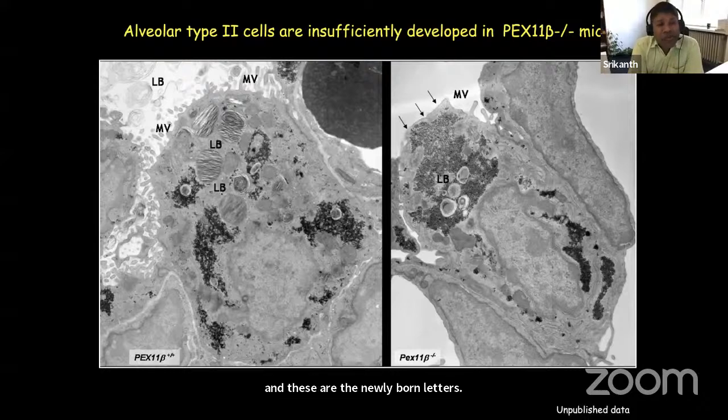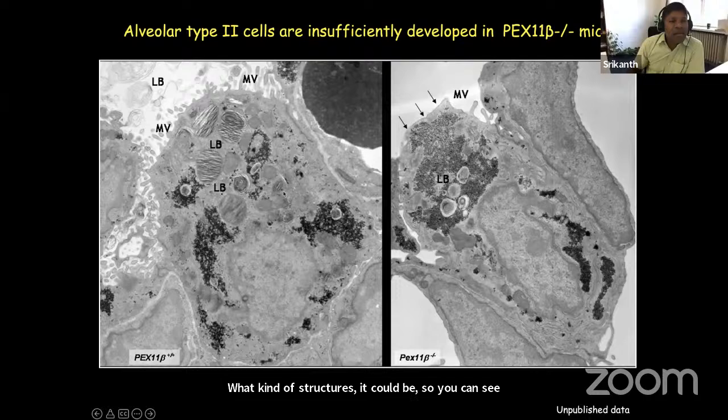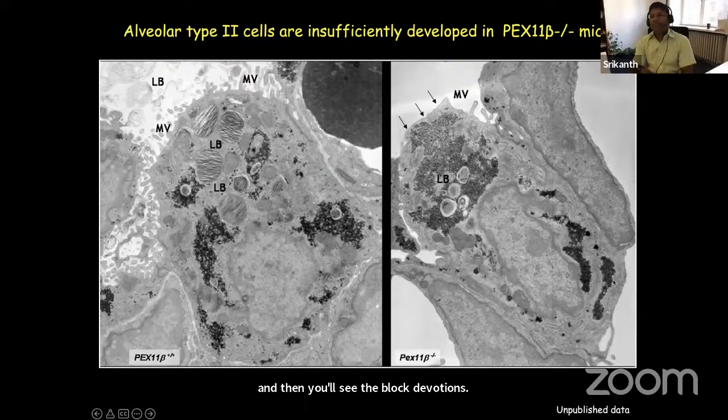What kind of structures could it be? You can see very clearly the lamellar bodies in the type 2 cell, and also typical microvilli and erythrocyte blood. Also another cell with the basal membrane here. I can see very clearly the nucleus of each cell. And then you see the black depositions. So any guesses?